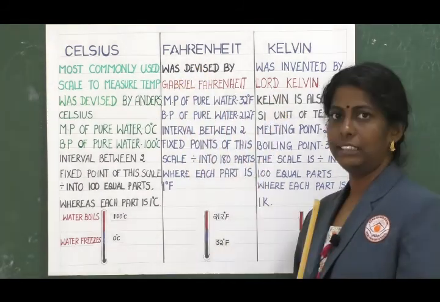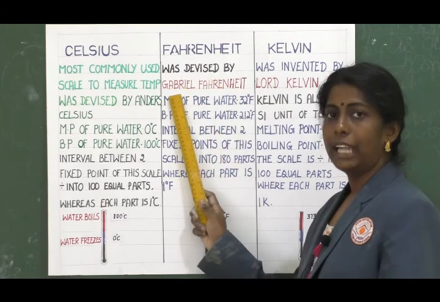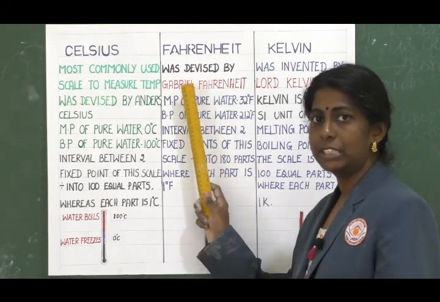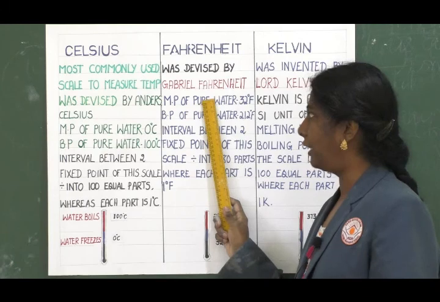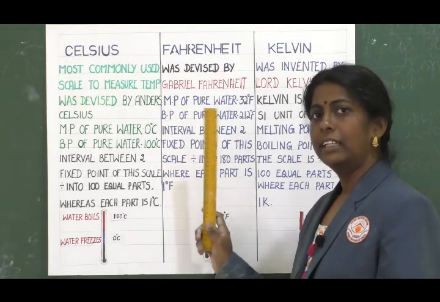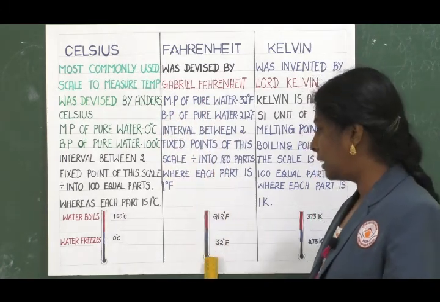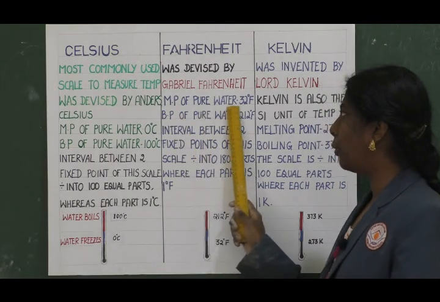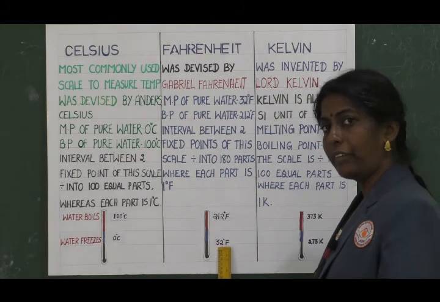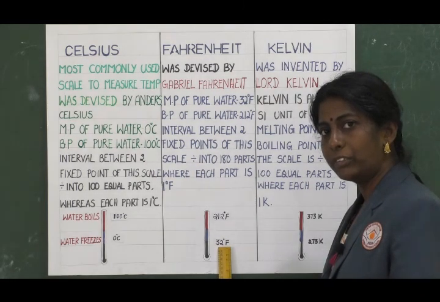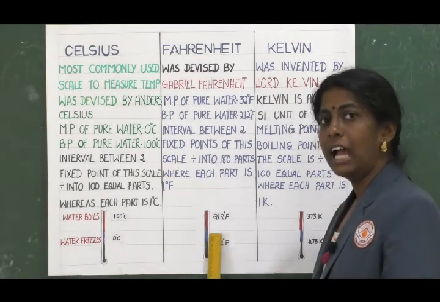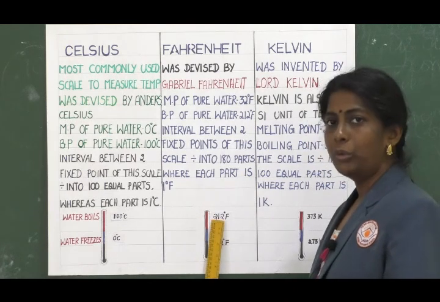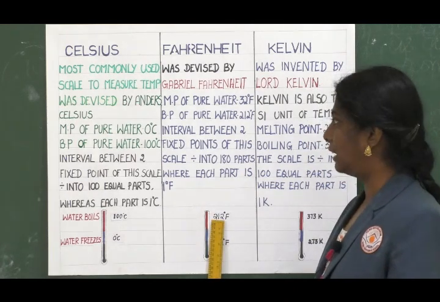Now children, about the second unit of temperature, that is Fahrenheit. Let us learn in detail. It was devised by Gabriel Fahrenheit. Then, as I said, here they are having 2 points, melting point and boiling point. The melting point of pure water is 32 degree Fahrenheit and the boiling point of water is 212 degree Fahrenheit.